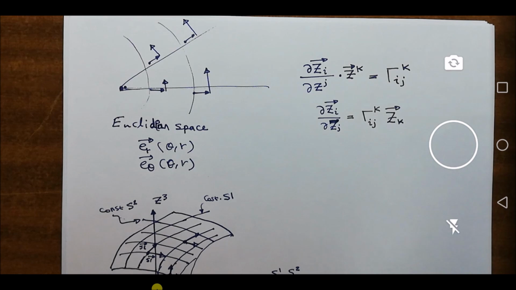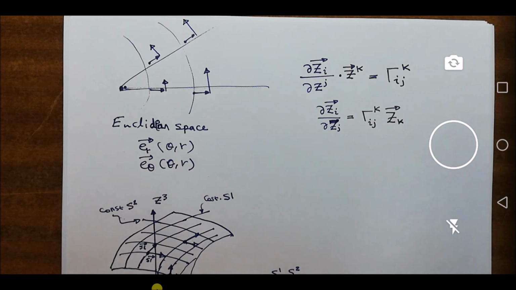Now, before we begin, I just want to make a very important distinction here between the bases that get changed from one point to the other due to the nature of the coordinate system that you chose, and the bases that get changed from one point to the other due to the curvature of space.